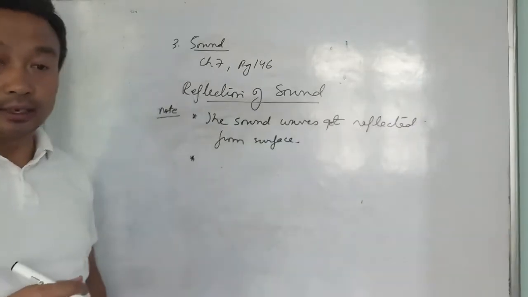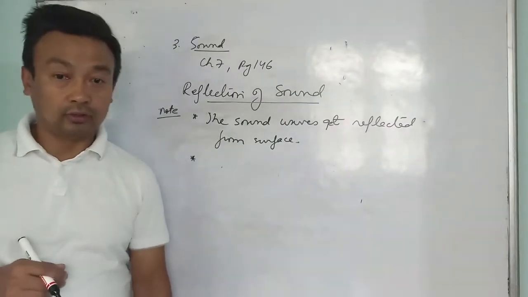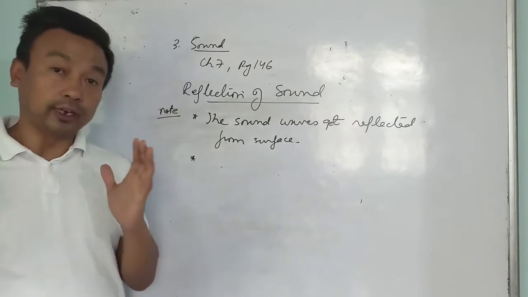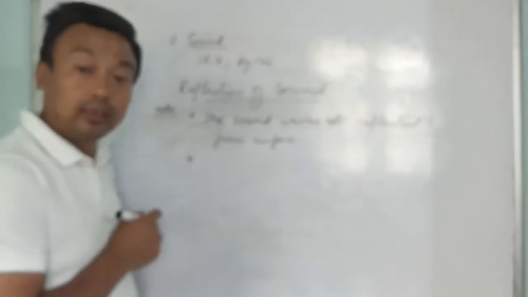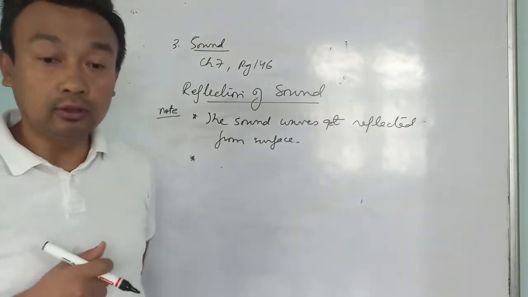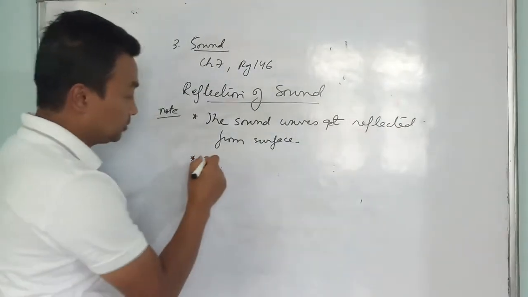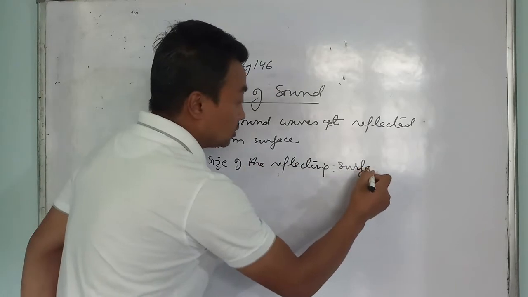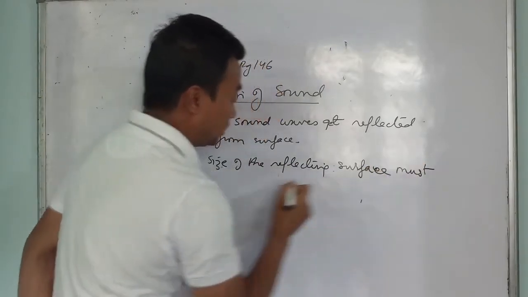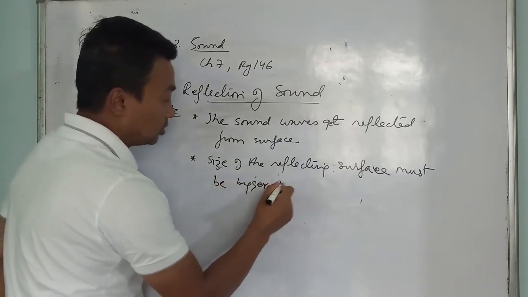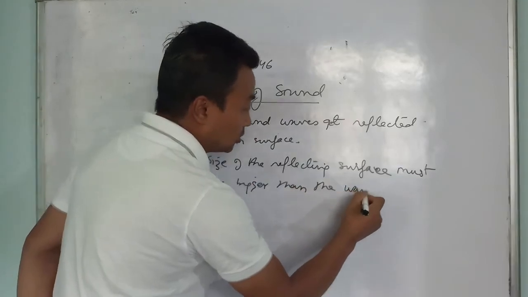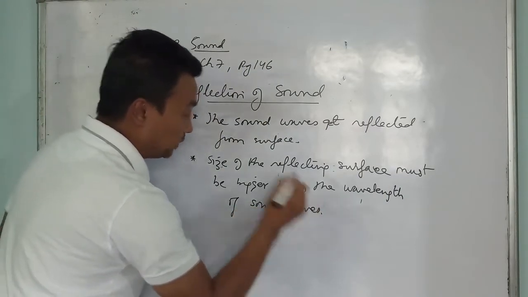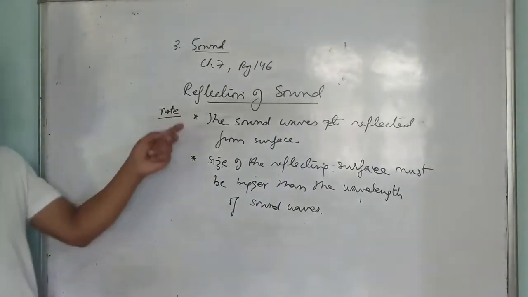The second note to keep in mind is that the size of the reflecting surface must be bigger than the wavelength of the sound wave. For the sound to reflect, the size of the reflecting surface must be greater than the wavelength of the sound waves. So let us write that down: the size of the reflecting surface must be bigger than the wavelength of sound waves. These are the two criteria for the reflection of sound.